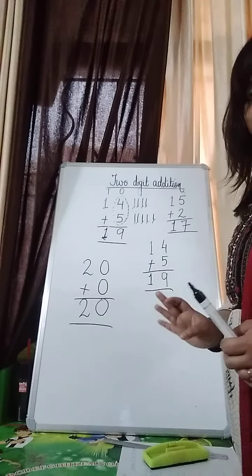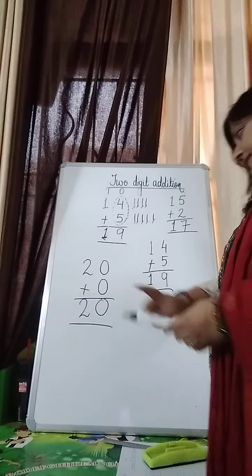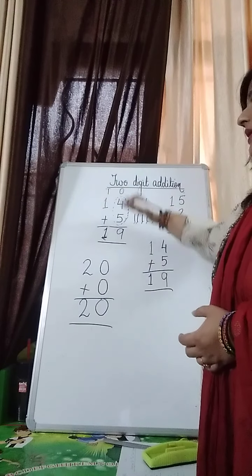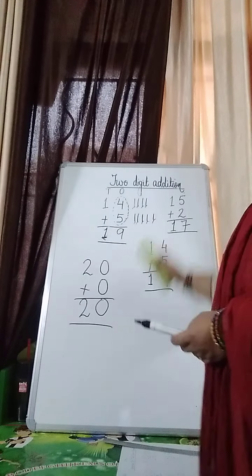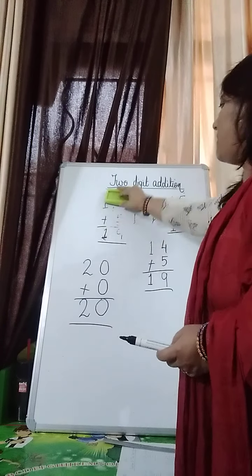So this is the format by which you can add 2-digit numbers with a 1-digit number at the bottom. I have one more thing: if you have a 2-digit number at the top and a 2-digit number at the bottom, then how are you going to add that? I am going to show you that also.